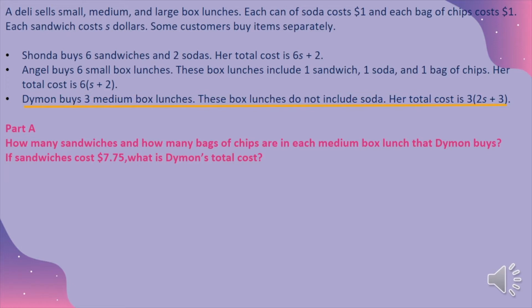Let's go back to the problem and see what Diamond purchased. Diamond buys 3 medium box lunches, and her total cost is 3 times the quantity of 2S plus 3. The box lunches do not include soda. That's very important. What does the expression 3 times the quantity of 2S plus 3 mean?